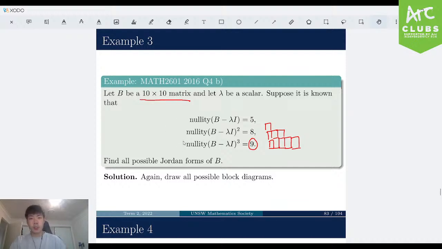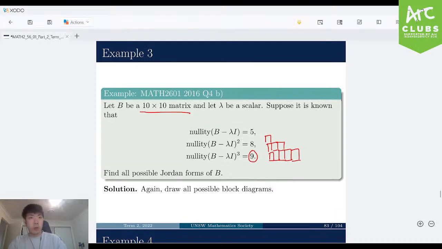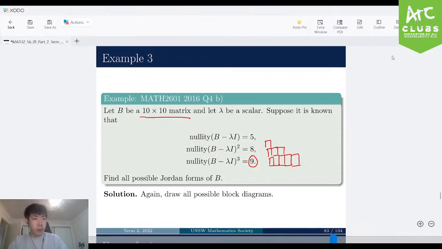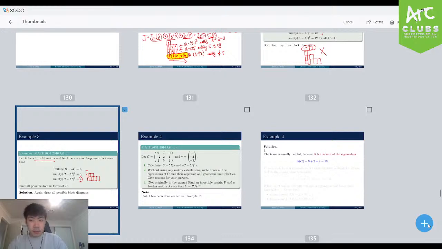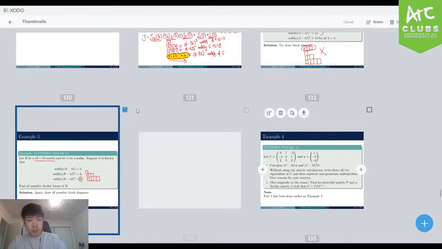And so this question is essentially asking you, where can we find this last final block? To do this, I will open up a new page because I need a little bit more space to do the working. Let me do that real quick. So let's just add a page to this.